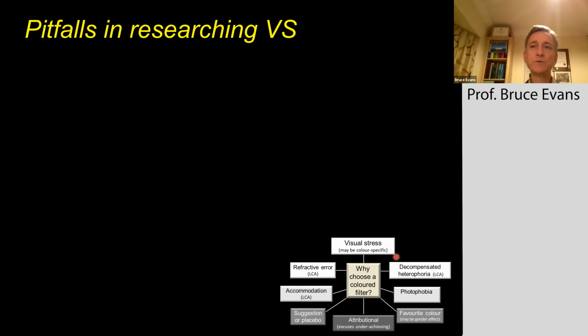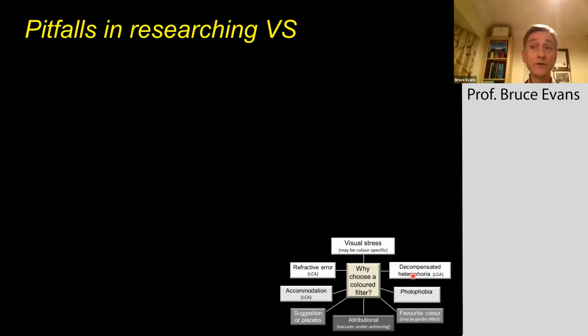So all optometrists will know the chromatic aberration effect, whereby people with certain refractive errors like long-sightedness will find green backgrounds or colours clearer, and those who are myopic will find red clearer. But this chromatic aberration would also mean that children with accommodative problems will sometimes benefit from a certain coloured filter. And for similar reasons, people with ocular alignment problems like decompensated heterophoria may benefit from a certain colour.